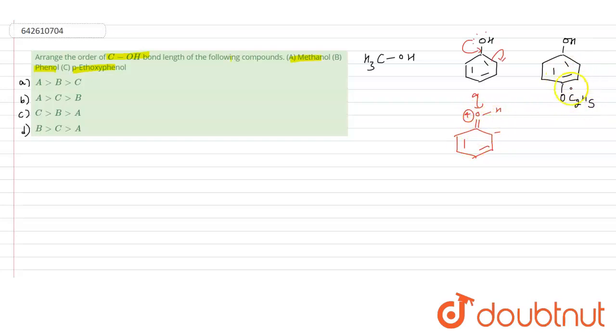And here in the case of para-ethoxyphenol, there is also a lone pair, and it will also take part in resonance. But due to the presence of this para-ethoxy group, because it has a plus M effect, the double bond character of this C-O bond decreases as compared to phenol. Because there's a lone pair also here, and it also takes part in the resonance, their double bond character decreases.